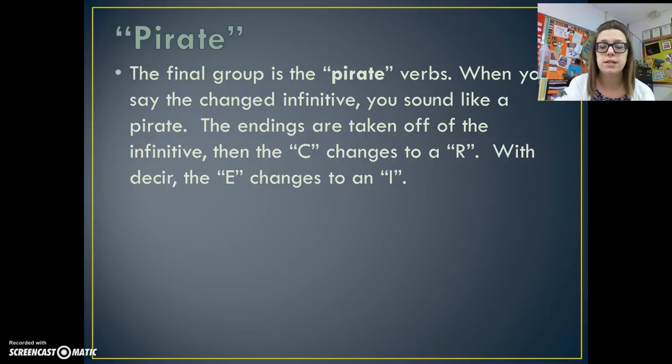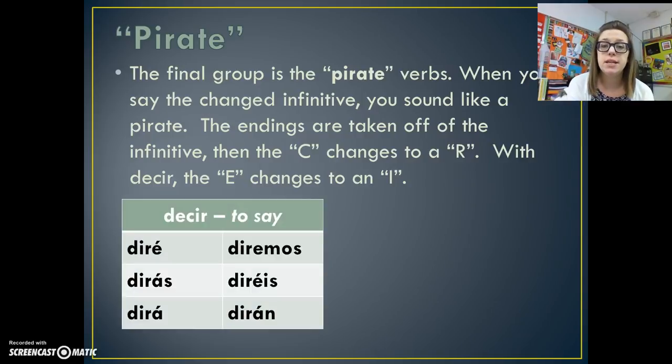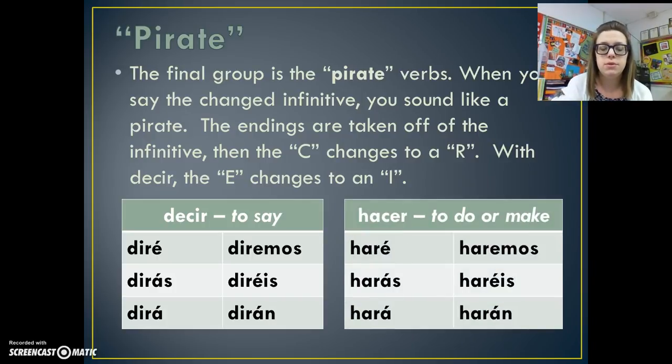Let's take a look at decir first. Decir means to say. The yo form of decir is diré. So notice that the IR has been taken off, the E changes to an I, and then the C changes to an R. So R pirate. Diré is the yo form again. Tú dirás, él dirá, nosotros diremos, vosotros diréis, and ellos dirán.